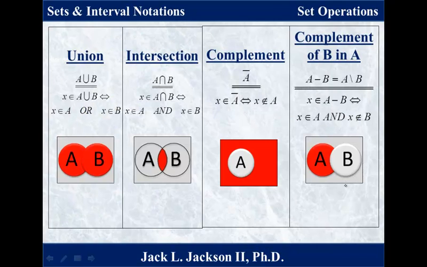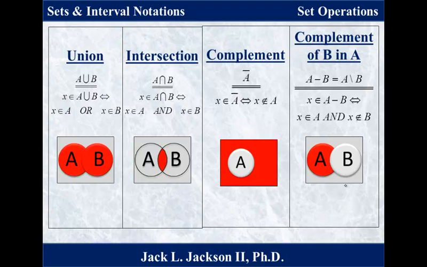So summarizing, here are the four basic operations we've looked at. First of all, union, A union B. We say that x is an element of A union B if and only if x is an element of A or x is an element of B. And you see we include all of A and B, including the overlap, in the union. So everything that's red down there is part of the union. The intersection, A intersect B: we say x is an element of A intersect B if and only if x is an element of A and x is an element of B.